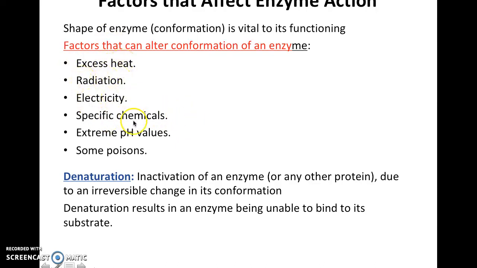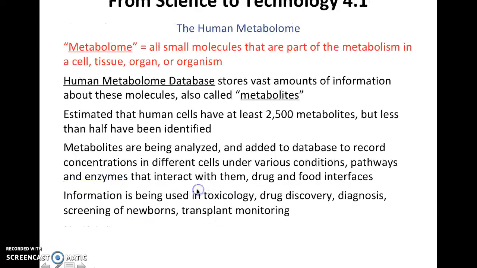Radiation, electricity, chemicals, extreme pH values, so being in an extremely acidic environment. Some poisons can also alter that enzyme. Now, denaturation. If something is denatured, it means that it's no longer able to work.